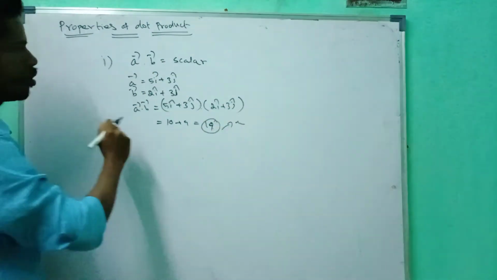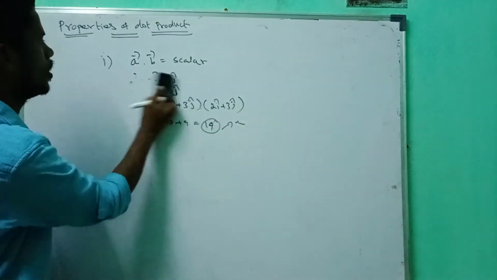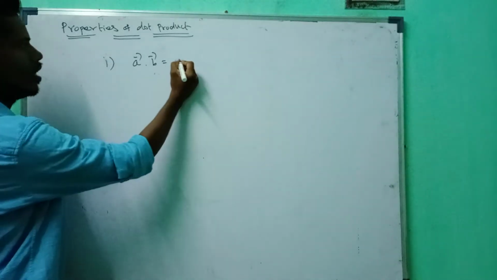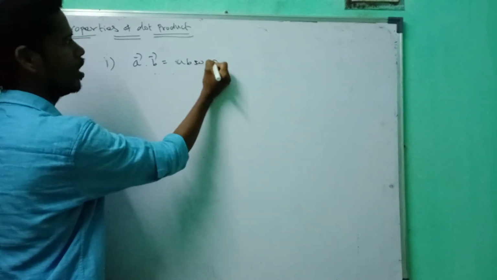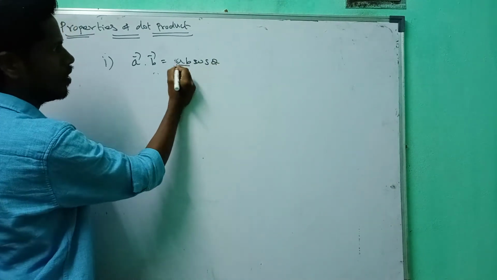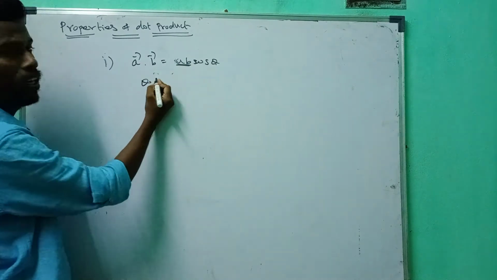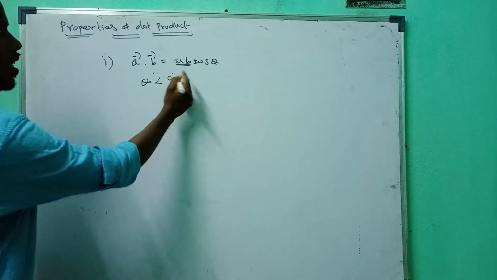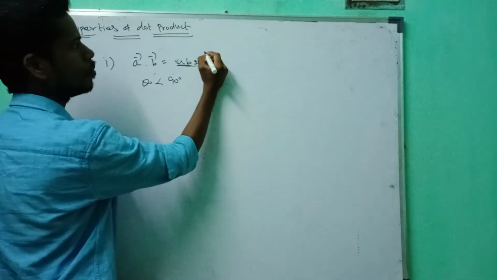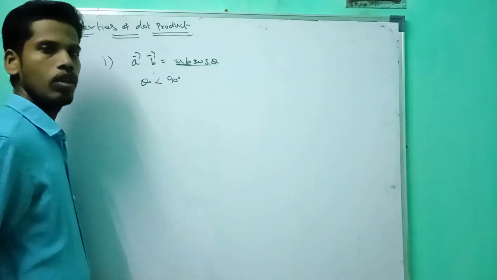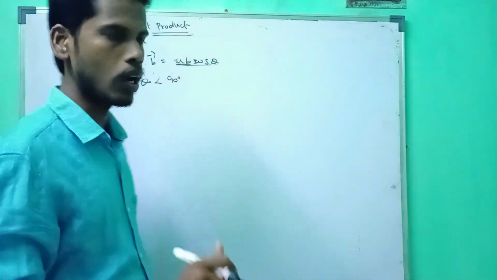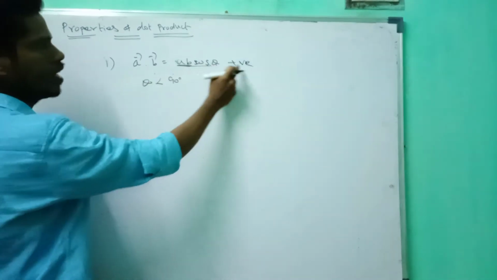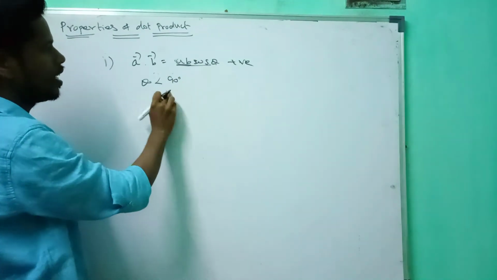Again one more thing we have to know. What is the formula for a vector dot b vector? AB cos theta, you know very well. The theta is the angle between A and B. When theta is less than 90 degrees, cos theta is positive, so a vector dot b vector becomes positive.